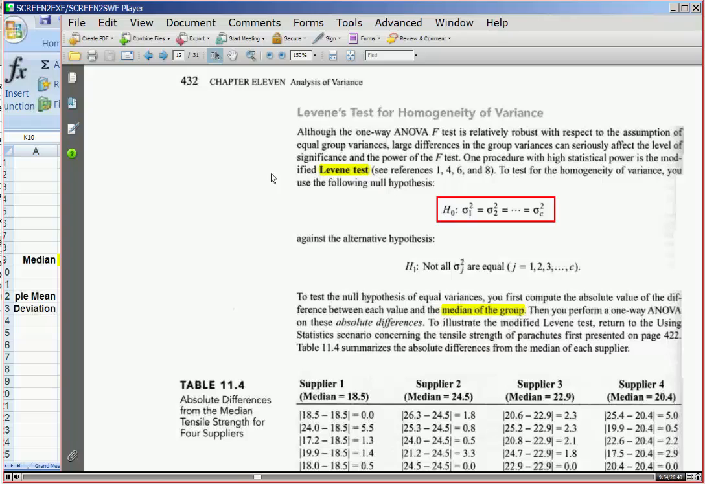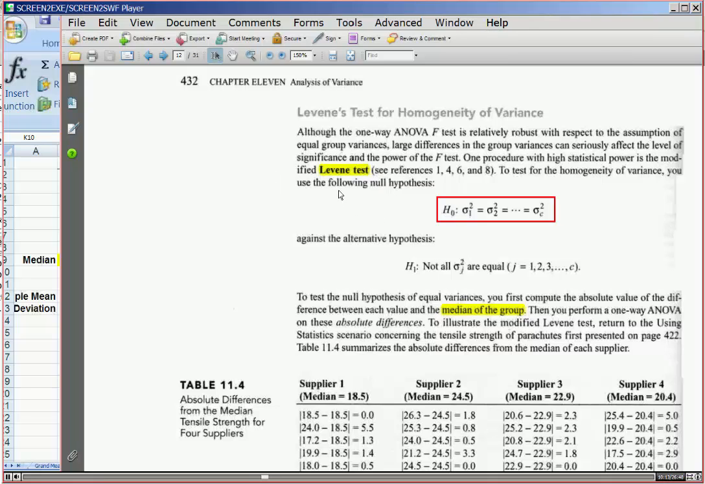The Levene test performed by SPSS, for example, does not use the word modified. Its test statistic will look a little different. And they used the Levene statistic for that test, not the F statistic.